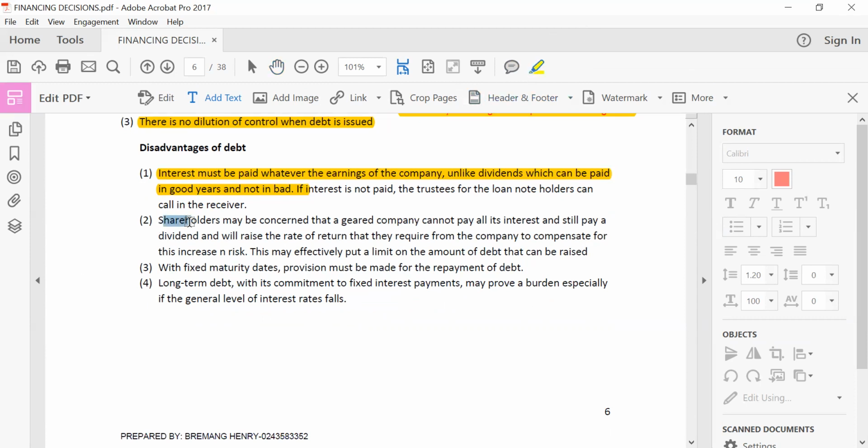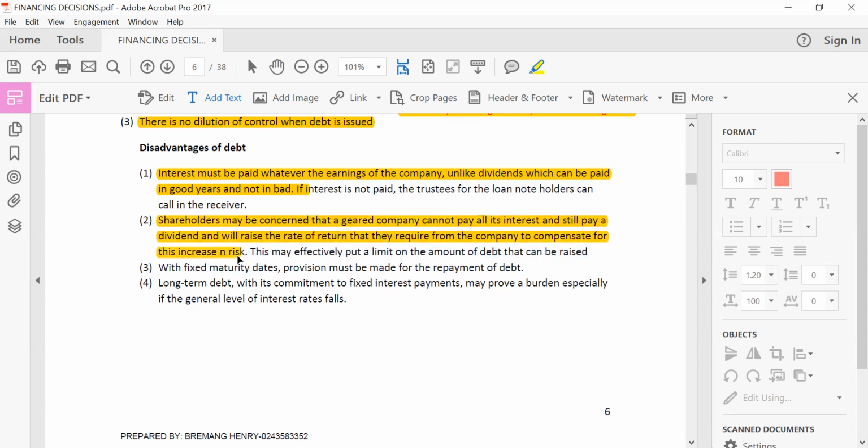Point 2, shareholders may be concerned that a geared company, what is a geared company? A geared company is a company which has more debt in its capital structure than equity. And if a company is more geared, we say that there's an increased risk of what? Financial risk and the risk of bankruptcy. So shareholders may be concerned that a geared company cannot pay all its interest and still pay dividends, and will raise the rate of return that they require from the company to compensate for the increased risks.